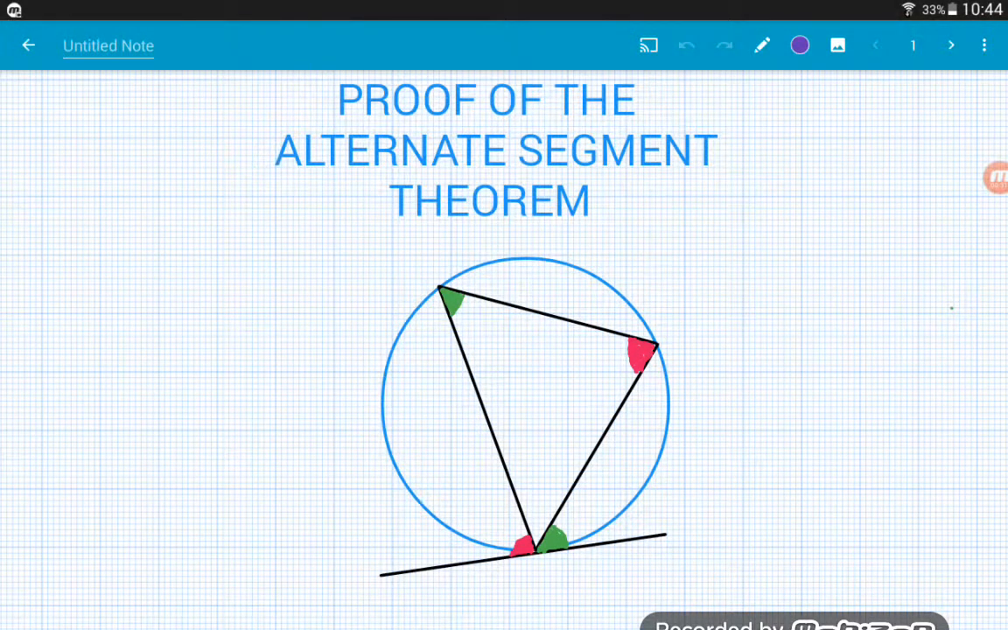So it's probably clearer to see what that means by looking at this picture. This red angle down here at the intersection of the tangent and the chords is equal to the red angle in the top right of the triangle, and the green angle at the intersection is equal to the angle at the top left of the triangle. So let's take a peek at how to prove it.